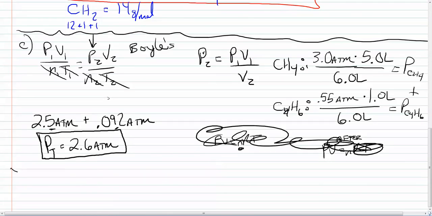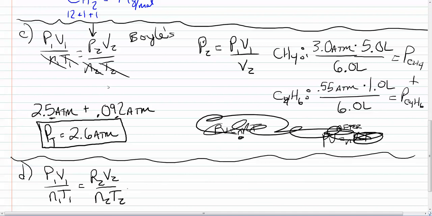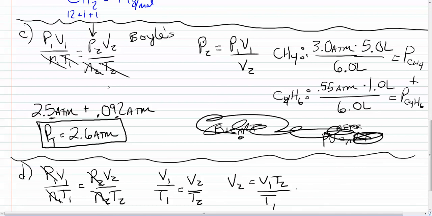So I'm going to scroll back down here, okay? We're going to do a new section again. Part D. This is another one of those changing condition problems. So we're looking at combined gas law one more time here, P2V2 over N2T2. But in this case, temperature is not constant. We'll assume pressure is, and we'll assume the number of moles isn't changing, so we're really looking at a V1 over T1 equals V2 over T2 problem, where we need to know V2. So we need V1 times T2 over T1.